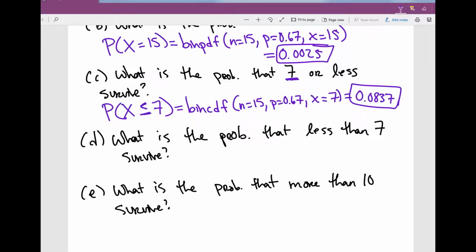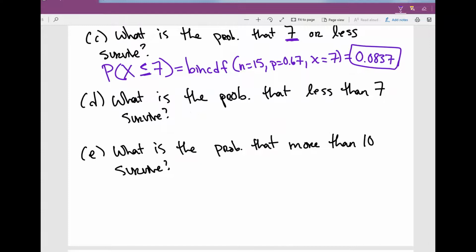Okay, so now we're going to go to part D. In part D, it says, what is the probability that less than 7 survive? So we have the probability that less than 7. In this case, we just want less than. We're not including that 7.